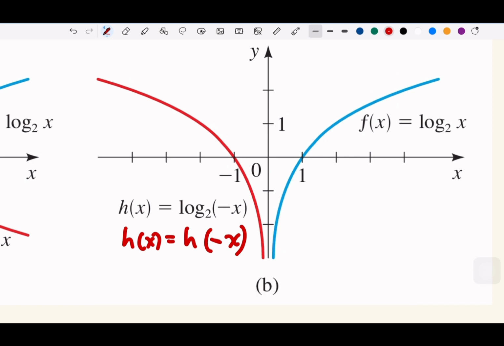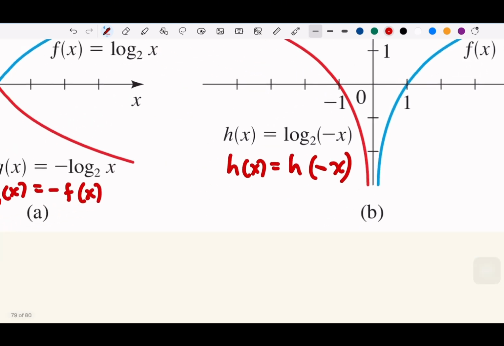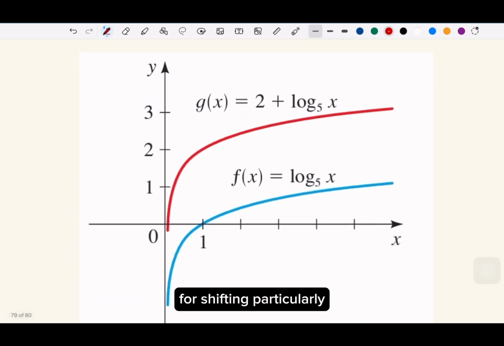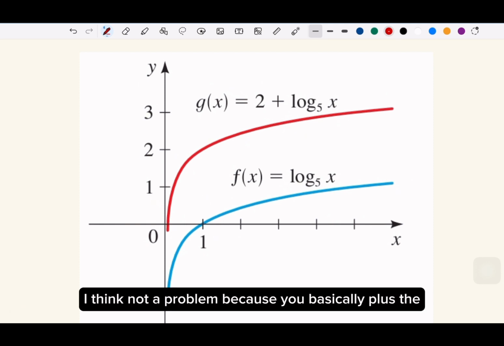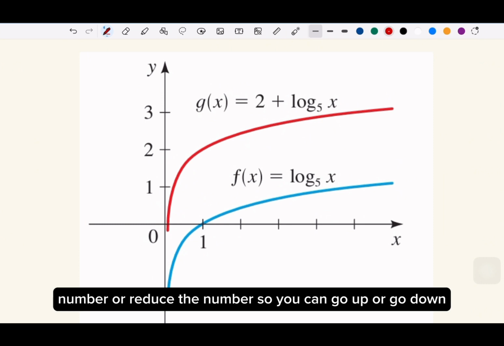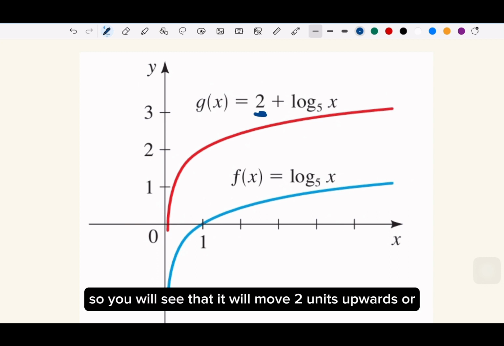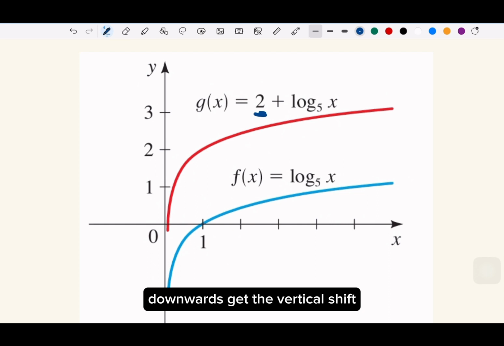And then we have the shifting. For shifting vertically, I think it's not a problem, because you basically add a number or reduce the number, so you can go up or go down. It depends on how much constant you add to the function. So you will see that it will move 2 units upwards or downwards. We have the vertical shift.